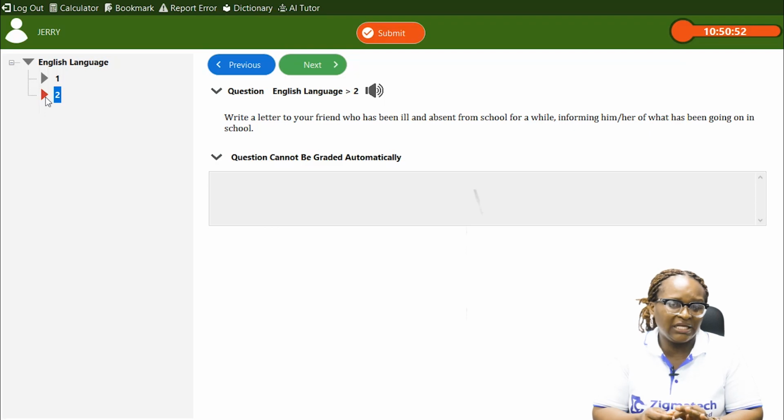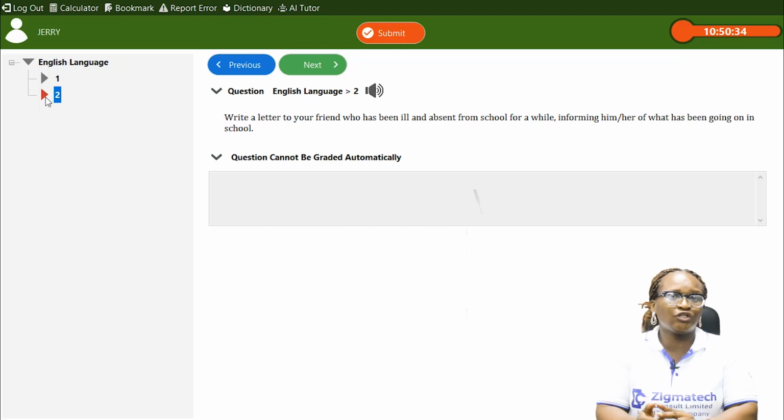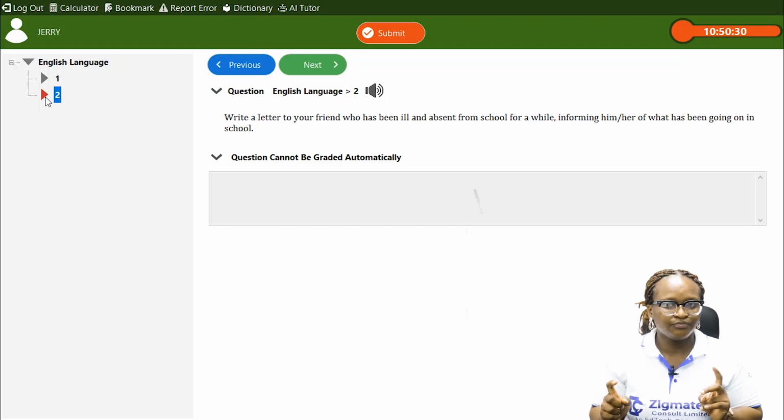Now, we have 3 types of letter writing. We have the formal letter writing, we have the informal letter writing, and we have the semi-formal letter writing. Now, the formal letter writing, as the name suggests, is a business letter. Formal letters are business letters. They are letters that we write to people we do not have close relationship with per se.